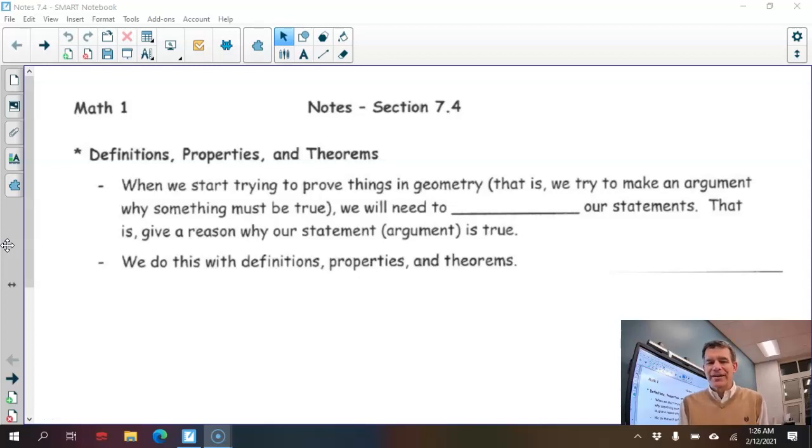This starts us on a topic that some people really enjoy and some people do not, and that is writing a geometric proof. So today we're going to do the beginning of learning how to write a proof. Let's get started.